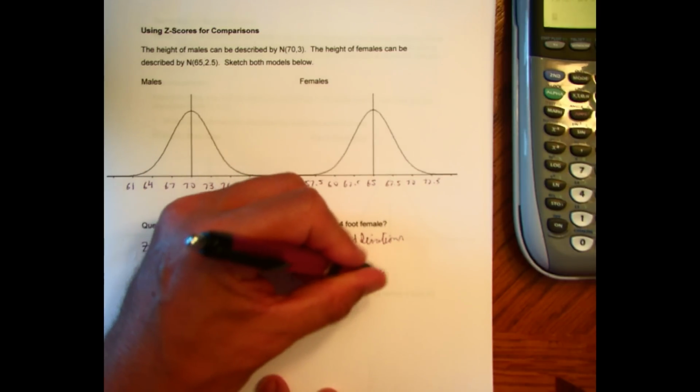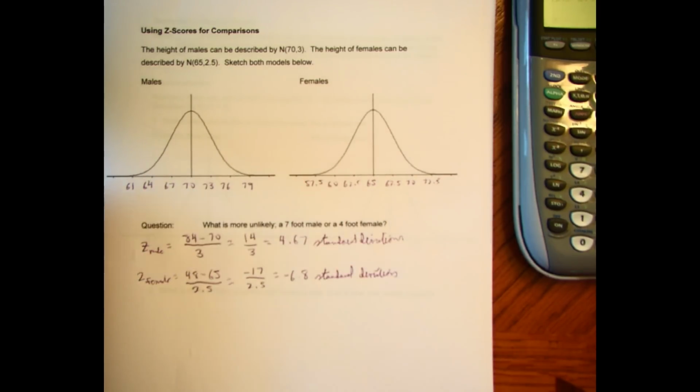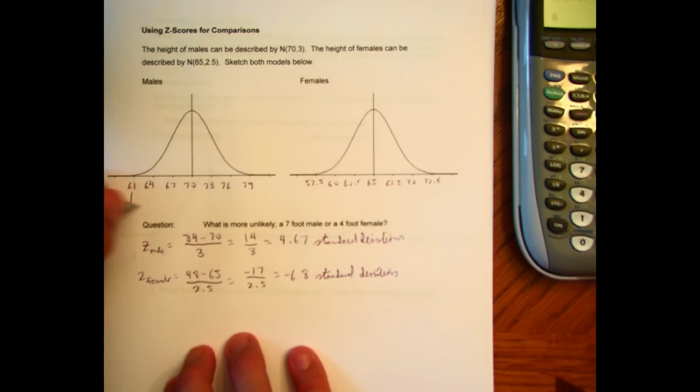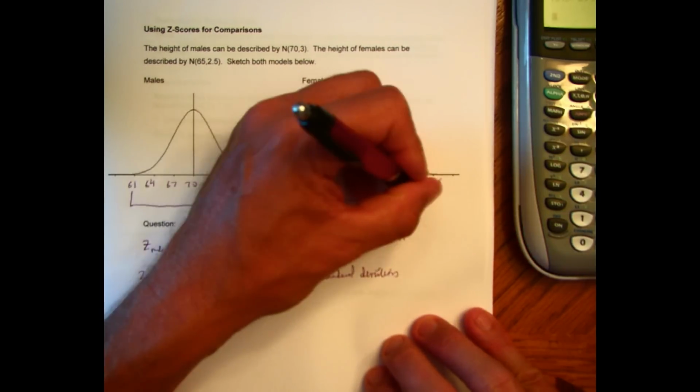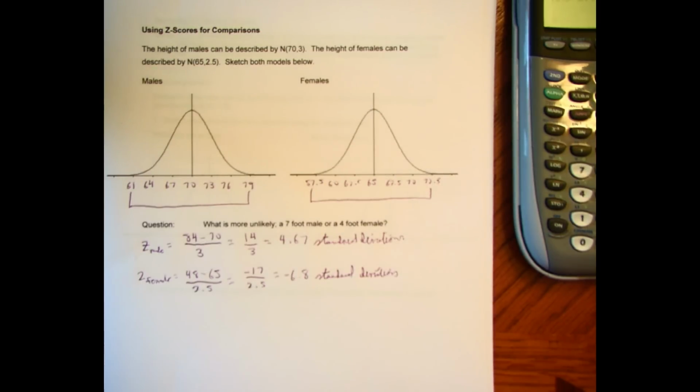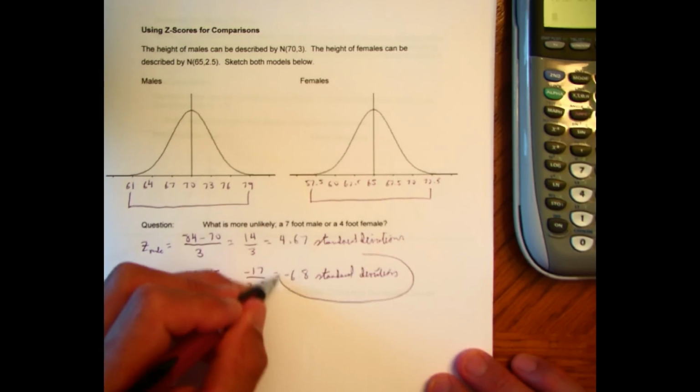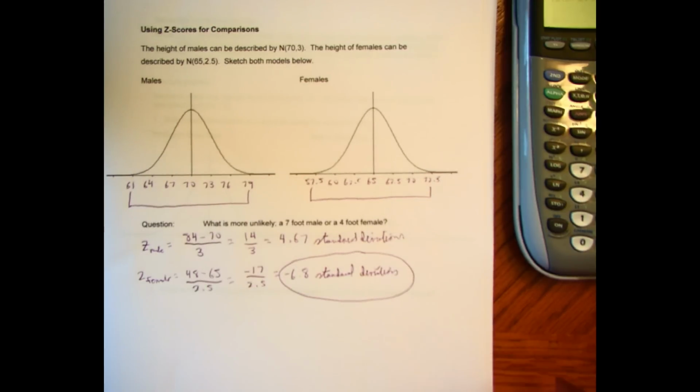Both of them are highly unlikely when you consider that 99.7% of males are between 61 and 79 inches, and 99.7% of females are between 57.5 and 72.5 inches. So a 7-foot male or a 4-foot female are both very unlikely to be walking around. But what's farther from the mean? The 4-foot female is more unlikely than the 7-foot male, though both of them are highly unlikely.